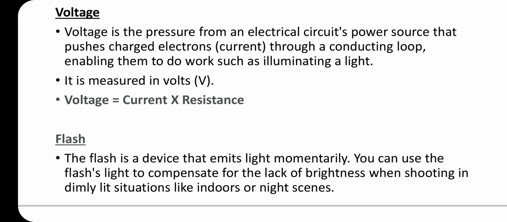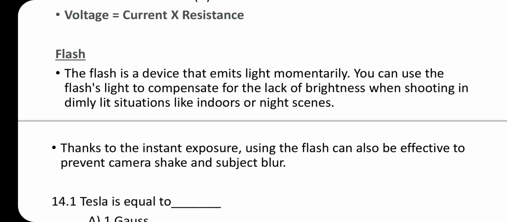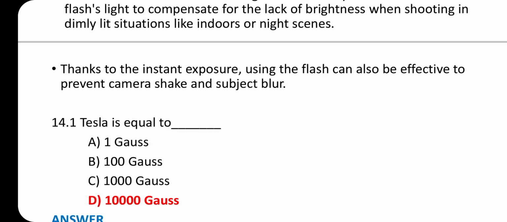Flash. A flash is a device that emits light momentarily. You can use the flash to compensate for the lack of brightness when shooting in dimly lit situations like indoors or night scenes. Thanks to the instant exposure, using the flash can also be effective to prevent camera shake and subject blur.